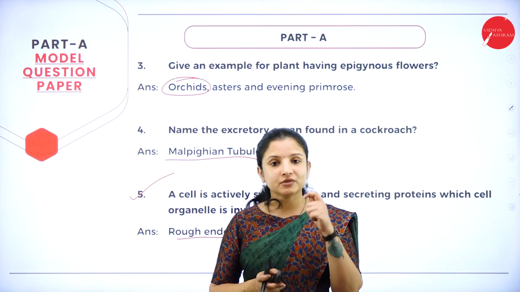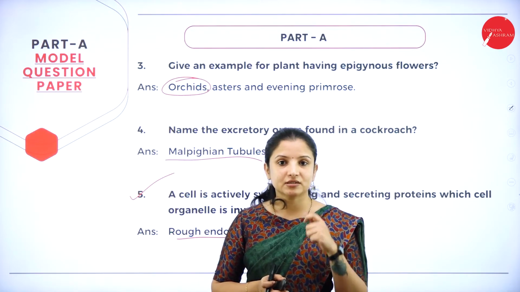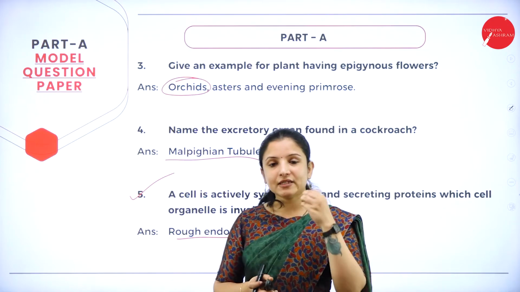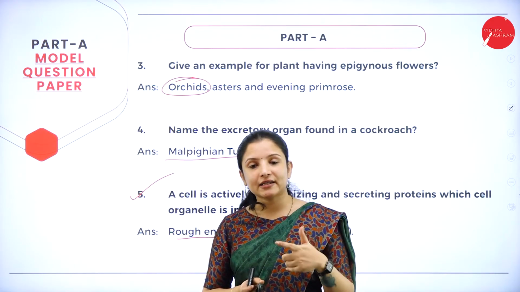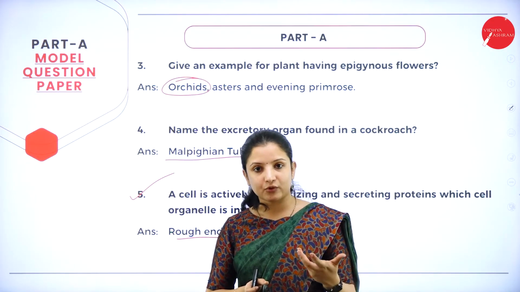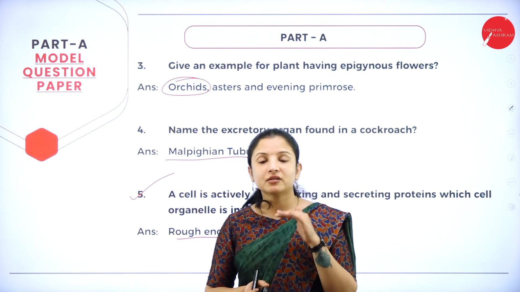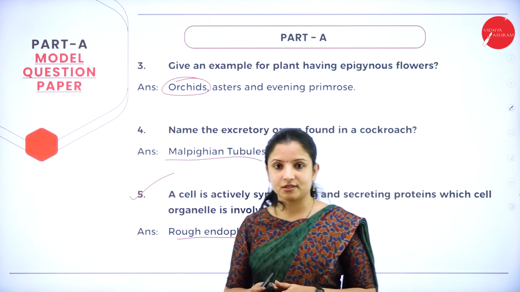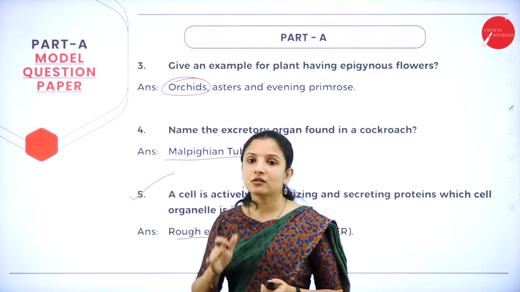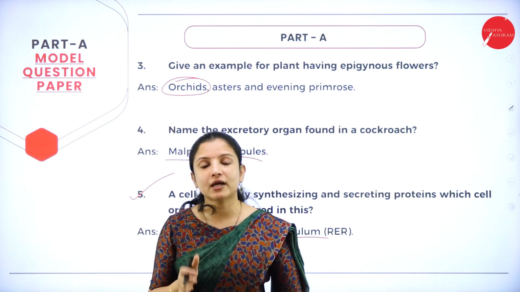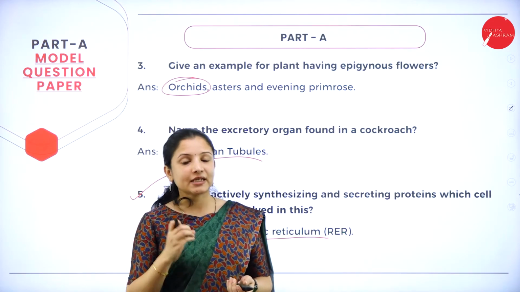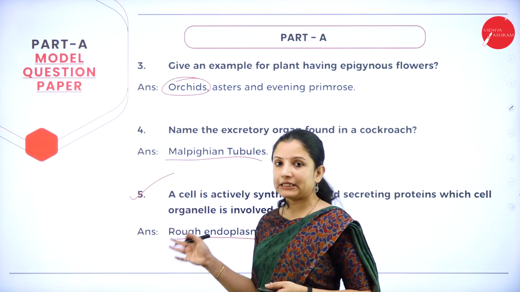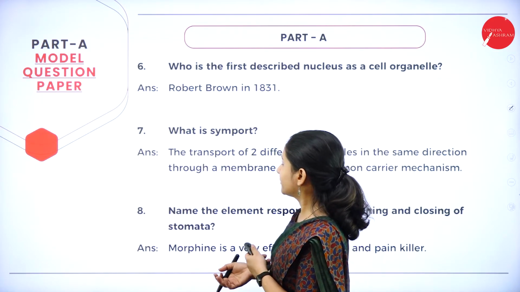So ribosomes are the ones that actually help in the synthesis of protein. So here, particularly for a cell that is actively synthesizing and secreting proteins, that is nothing but rough endoplasmic reticulum, having ribosomes on the wall surface. That is why you should read the question paper properly. If you don't understand a question, please read it 3 to 4 times until you understand. Don't just blindly write. So this is about 1 mark.